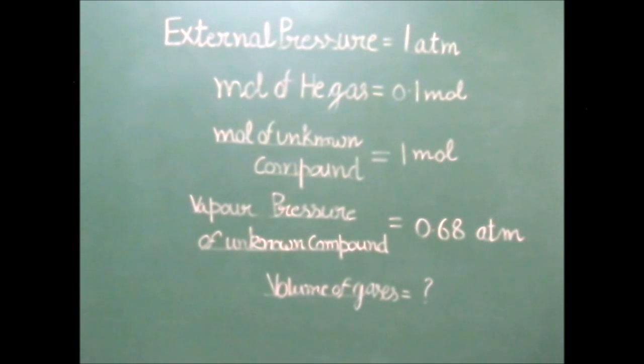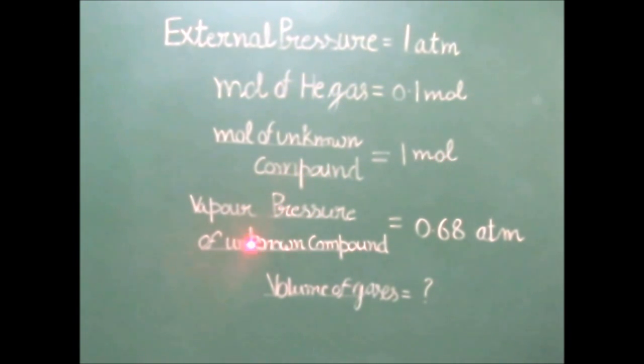Now we are discussing the problem in which, to an evacuated vessel with a movable piston under external pressure of 1 atm, 0.1 mole of helium and 1 mole of an unknown compound of vapor pressure 0.68 atm at 0 degree was introduced. Considering the ideal gas behavior, we need to find out the total volume of the gases at 0 degree. Now the given is the external pressure on the movable piston is 1 atm, and the mole of helium gas inside the cylinder is 0.1 mole and the unknown compound is 1 mole.